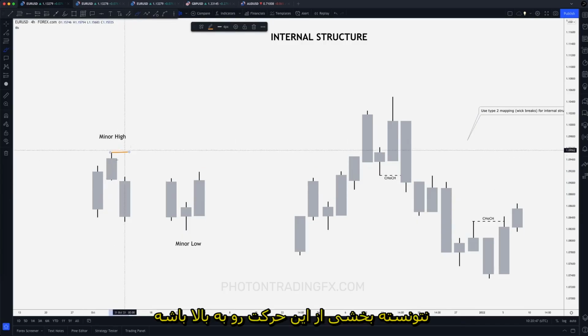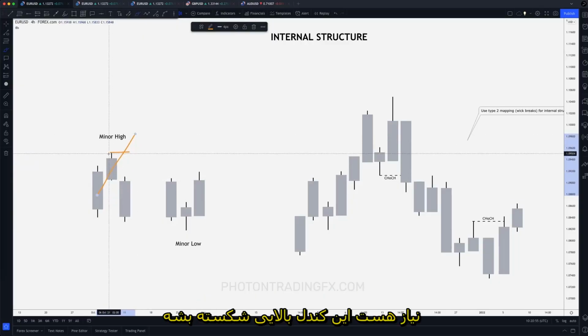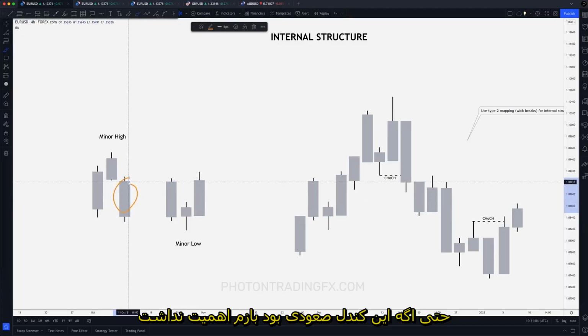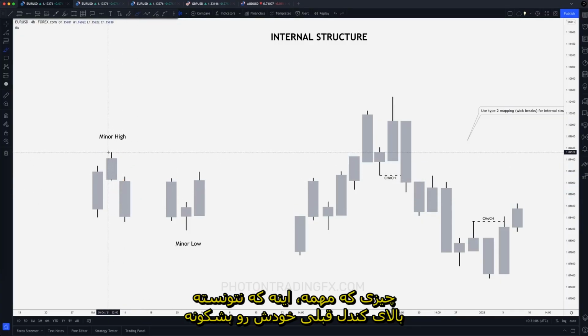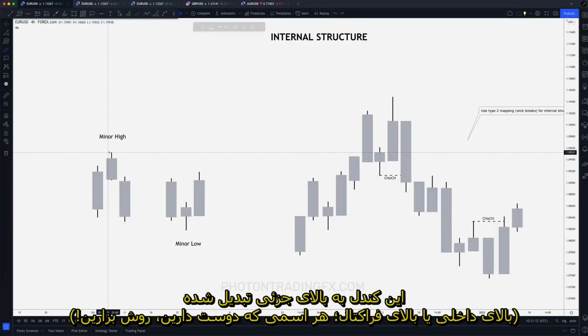So it fails to be part of this up move, because for the internal structure to continue being bullish, it would need to break this candle's high, but it's failed to do so, and we've now had this move down. So even if this was a bullish candle, it's irrelevant. All that matters is it didn't break the prior candle's high. So it now means we've had that internal pullback. What that now means is this becomes that minor high, that internal high, that fractal high, whatever you want to call it.